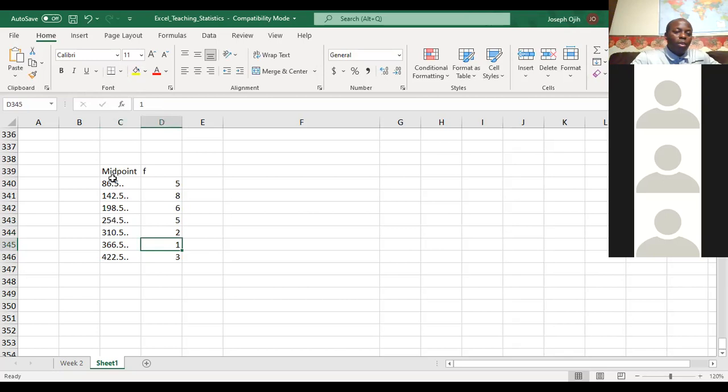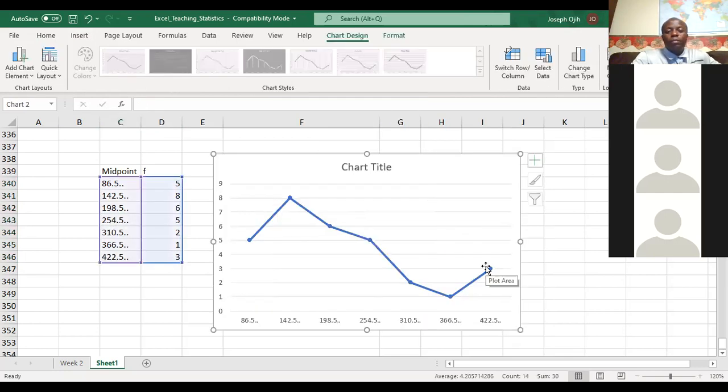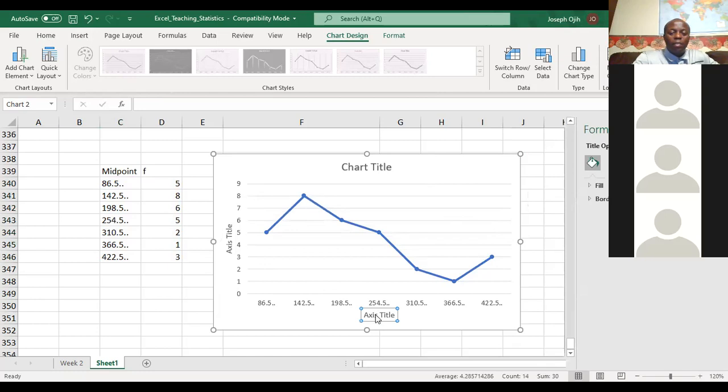All right. Let's see if this works. You highlight this, and then insert. See, it worked. So now, like a histogram, you put the chart titles and give these are the midpoints, which represent the prizes, GPS prizes. That's the prize, because the prizes. Prize, and then the frequency.